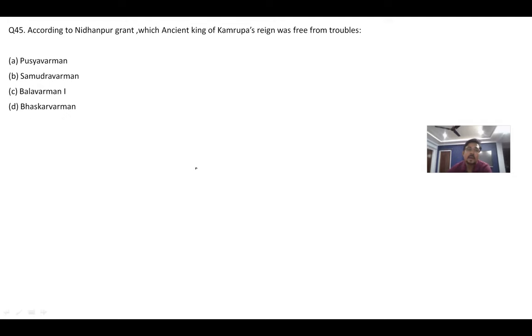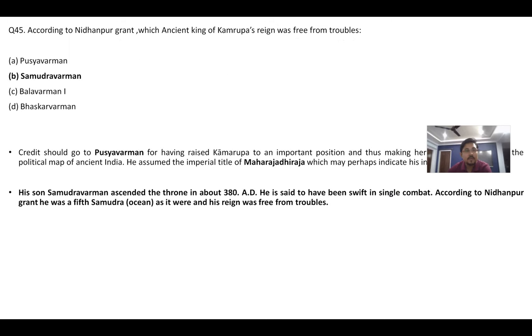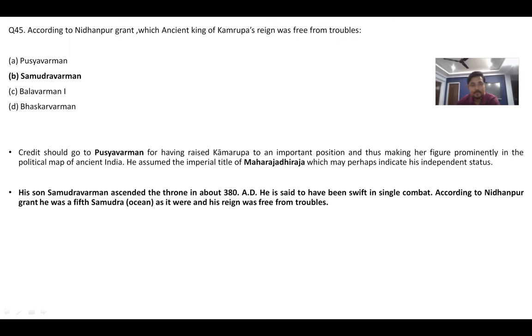So next, according to the Nidanpur Granth, which ancient king of Kamrupa's reign was free from troubles? Okay, whose reign was free from troubles? So this is Samudra Varman. So credit should go to Pushya Varman for having raised Kamrupa to an important position and thus making it figure prominently in the political map of India.